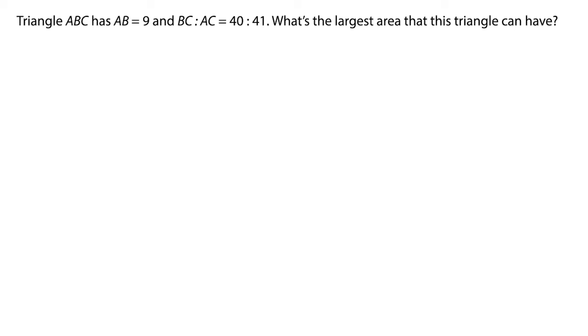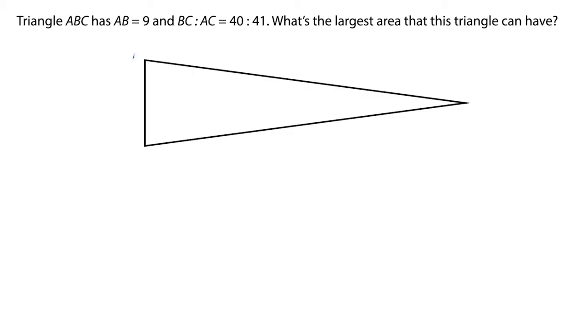Triangle ABC has AB equal to 9, and the ratio of BC over AC is equal to 40 over 41. What's the largest area that this triangle can have? So let's draw a triangle. We will label this vertex A, this vertex B, and that vertex C. AB is 9, and the ratio of BC over AC is 40 over 41. So I will let BC equal 40x, and I will let AC equal 41x.